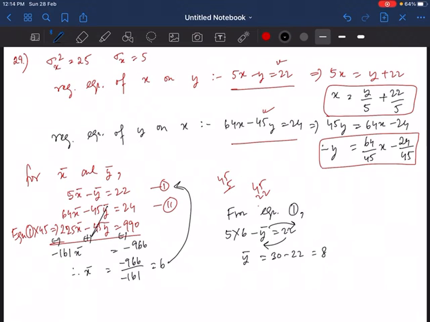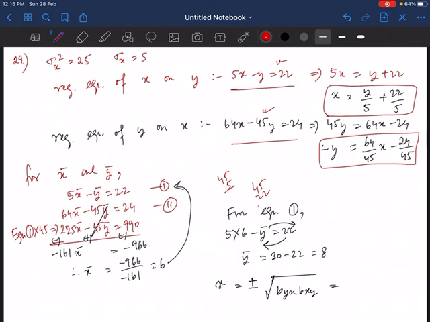Now they have told you to find the standard deviation of y. How to find the standard deviation of y? First, in order to find standard deviation of y, we have to find r. Now r value we know is plus minus root over of byx and bxy. Now there is another way to find bxy and byx.